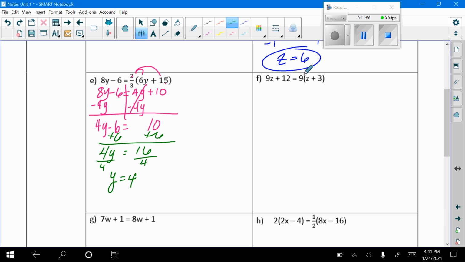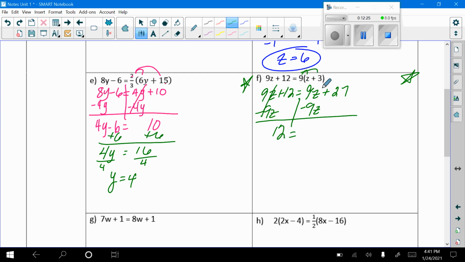The next one, distribute the 9. So I have 9z plus 12 equals 9z plus 27. Line down the middle. I'm going to take away 9z, take away 9z. We have a special case right here. Let's put a little star by it. All right, little info here. We end up with 12 equals, those cancel and cancel, equals 27.